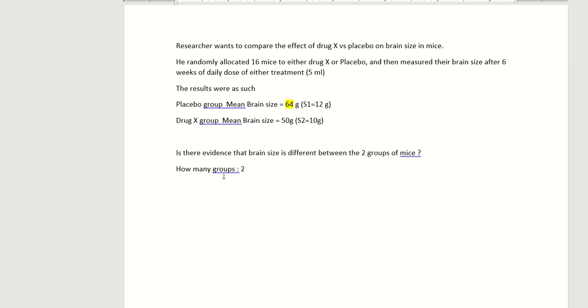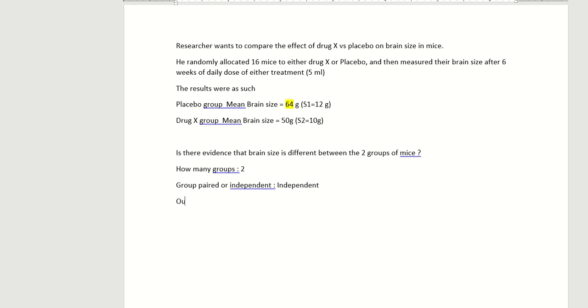The second question: are the groups dependent, matched, paired, or independent? For this course, we said we're going to consider them paired if it's the same individual in every group. Here, was it the same mice in the first group and the same mice in the second group? The answer is no, these are different mice. Therefore, the answer to that question is independent.